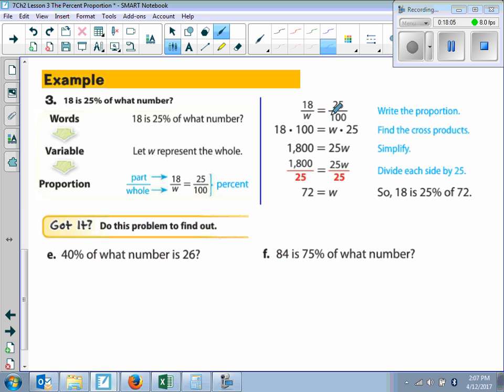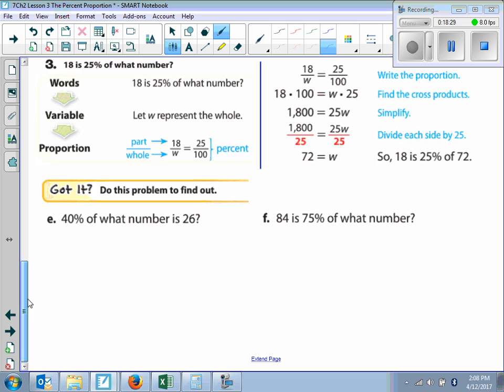So then you do your setup, percent over 100, so that's 25 over 100, is equal to the is number, which is 18, over the of number, which is what we're going to solve for. And then we cross multiply, and we end up with the whole, or the of number, is 72. You got it? All right, so let's do these ones together.